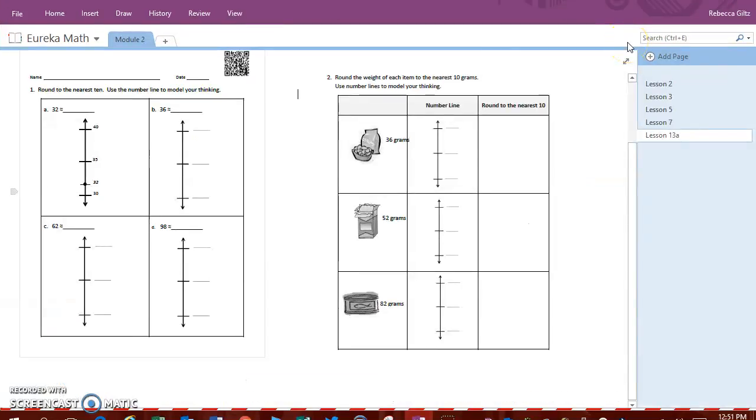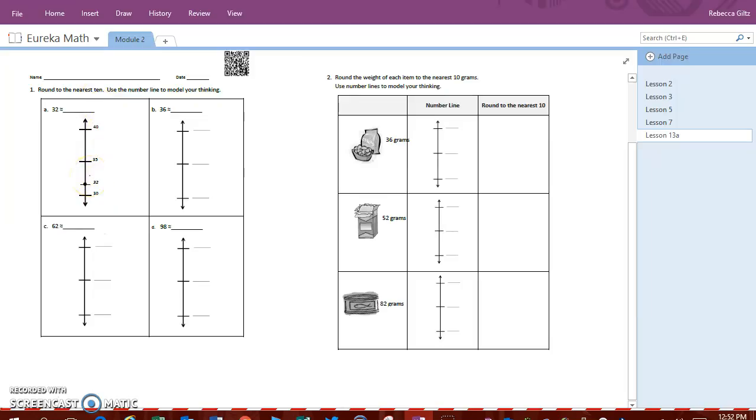Okay, so we are on problem set 13A, and this starts our unit on rounding. When you're rounding, you're trying to show a number that is not ending in a zero as a number that ends in a zero. So in this case, our directions say round to the nearest 10. Use the number line to model your thinking. So with rounding, we're looking at vertical number lines. Instead of going horizontally across the page, they're going up and down from top to bottom.